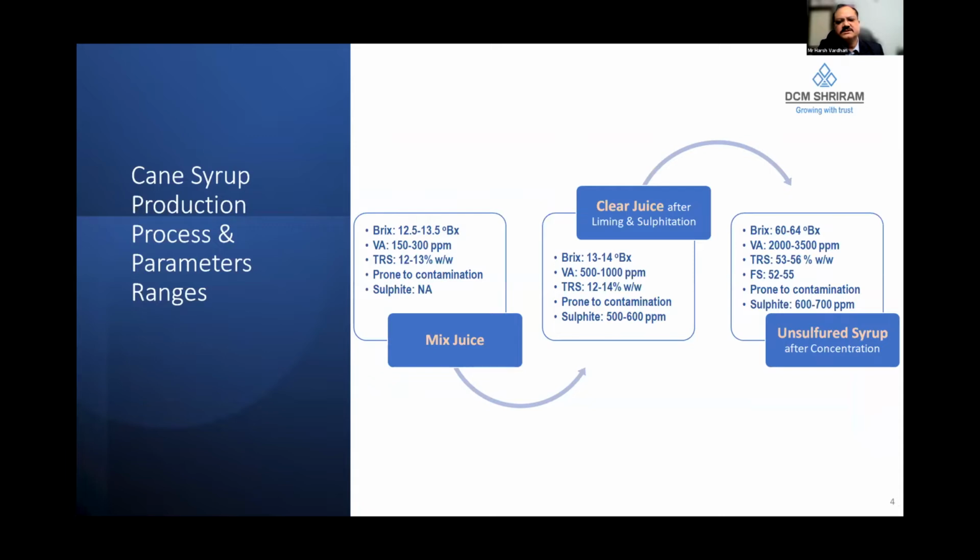The VA, as we have already talked about a lot, is the main culprit for the fermentation process. It moved from 300 ppm to 1000 ppm, and at times reached up to 3500 ppm in the concentrated syrup, sir. The TRS also got concentrated, ranging from 53 to 56%. And as already told by eminent speakers, all these three products, mixed juice, clear juice, as well as syrup, are very prone to contamination. The basic problem with the double sulfitation plant is that the sulfate content is also much higher compared with the defecation process, ranging about 600 to 700 ppm in the sulfited syrup.